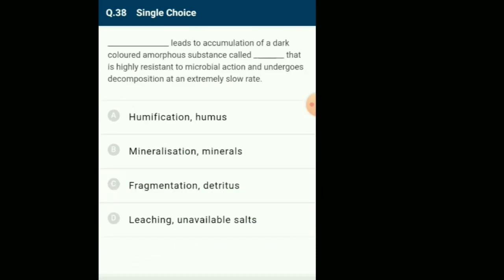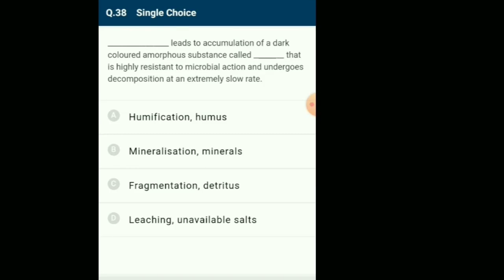Question number 38. Dash leads to accumulation of a dark colored amorphous substance called dash that is highly resistant to microbial action and undergoes decomposition at an extremely slow rate. Humification leads to accumulation of a dark colored amorphous substance called humus that is highly resistant to microbial action and undergoes decomposition at an extremely slow rate.